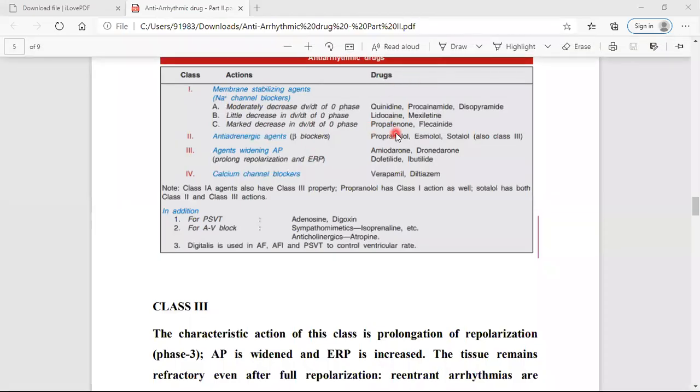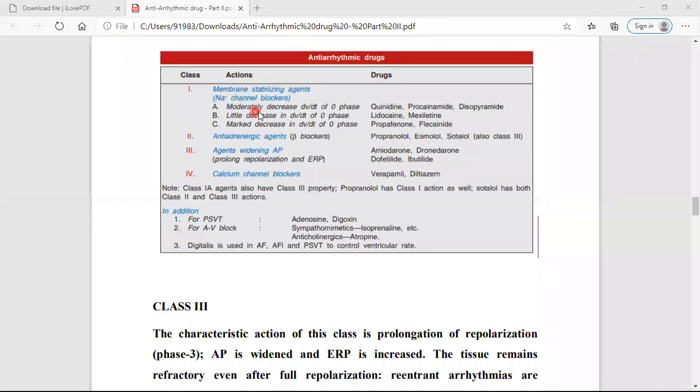Hello. Today we'll discuss the class 3 antiarrhythmic drug and class 4 antiarrhythmic drug. In the previous lecture, we discussed the classification and class 1 drug. It is a membrane stabilizing agent, meaning a sodium channel blocker, and the anti-adrenergic drug. Today we will see the agent widening action potential. It is a class 3 drug, agent widening action potential.